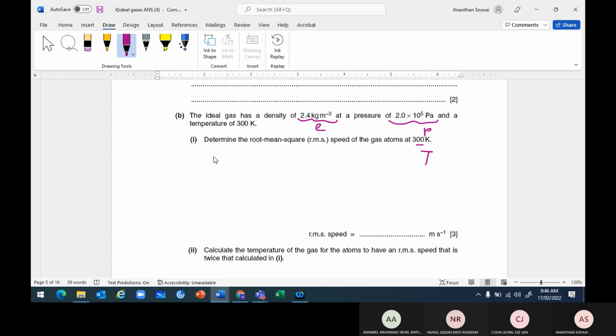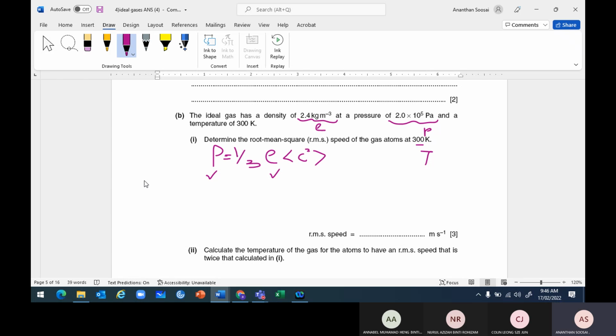I think you know P equals 1/3 rho c squared. You know that, another formula. But can we use this formula? Do you have enough information? You know pressure in Pascal. You know density also, right? Yeah, good. I think it's suitable.